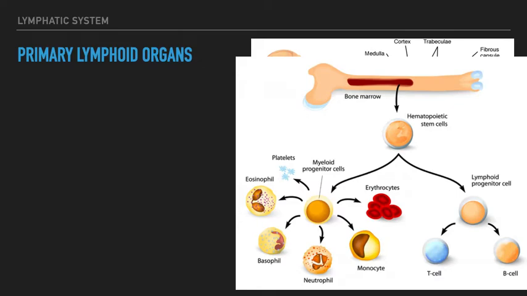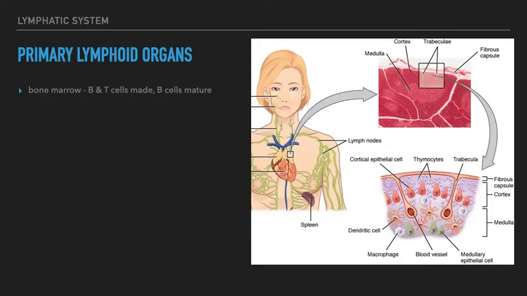So B cells mature in this bone marrow, and that's why they're called B cells. T cells are the other type of specific immune cell. They are formed in the bone marrow, but they complete their development in the thymus. That's why they're called the T cells. When T cells leave the bone marrow, they're actually called a thymocyte. When they finish their development, we will call them a T cell.